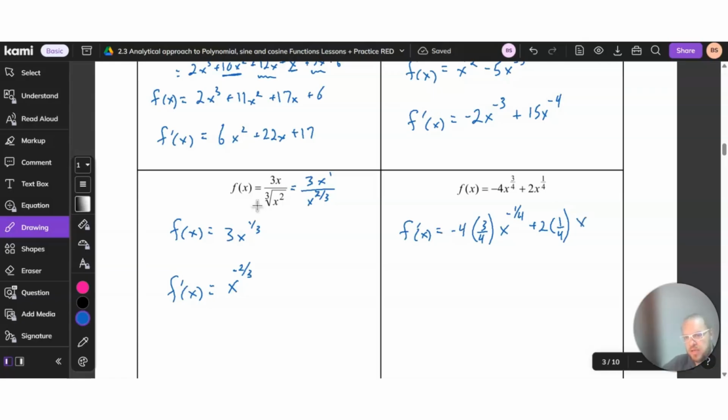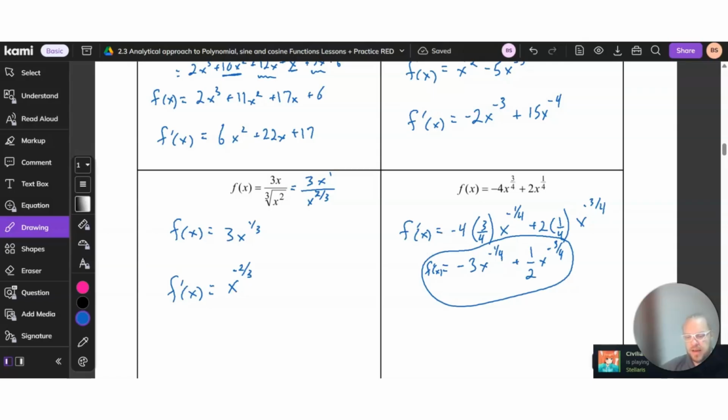And then 1/4 minus 1 would be negative 3/4. Then simplify your fractions. So negative 4 times 3/4 there is just going to be negative 3. 2 times 1/4 is just going to be a half. And there we go. Now we are done. I should have written that this is f prime of x. There we go. So hopefully that makes some sense there.